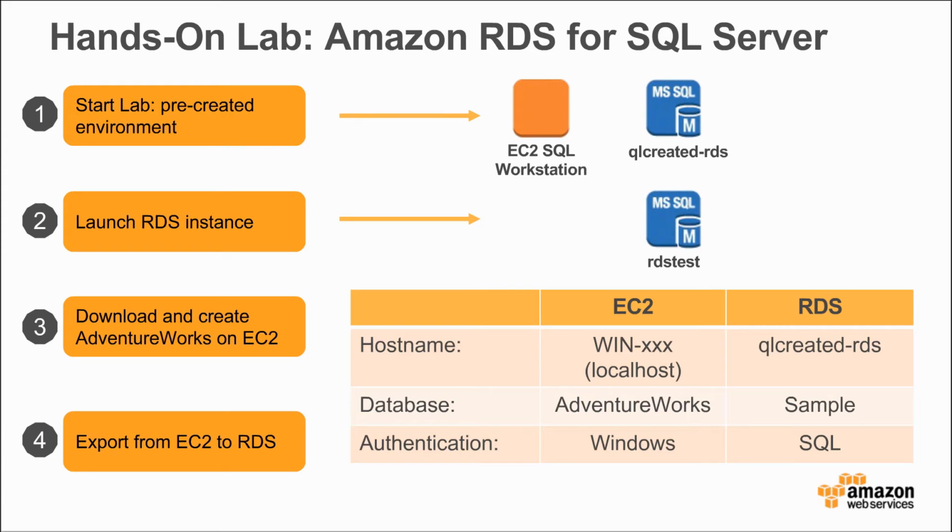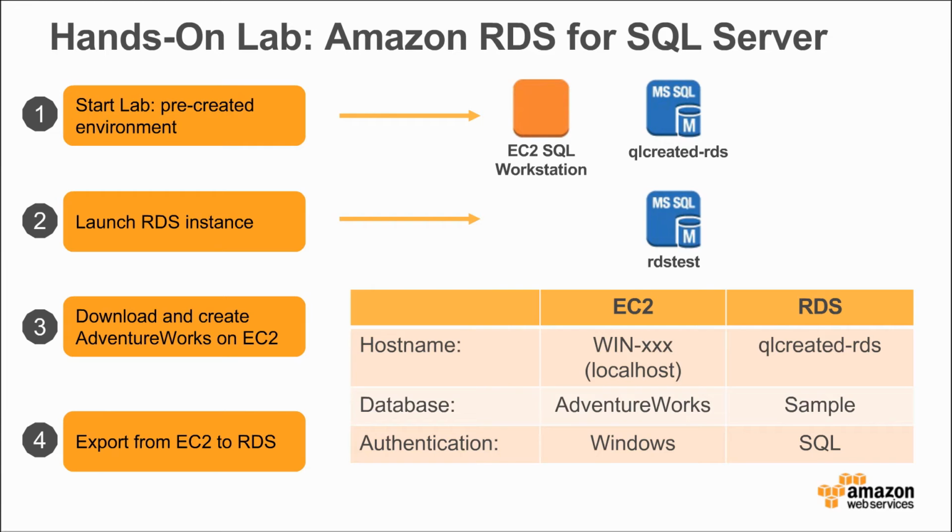Now, the third step is you're going to use PowerShell to download the AdventureWorks database from Microsoft and create it in the SQL Workstation, which has a license included instance of SQL Server Standard Edition running. So now it'll have AdventureWorks, and that mimics an on-premise database. So the fourth step is you're going to export AdventureWorks from your EC2 instance to the QL created RDS instance. And that demonstrates one way to migrate a database to the cloud. Okay, the table here is comparing the two databases that you'll be working with. To connect to the AdventureWorks database on the EC2 instance, you can use the local administrator account with Windows authentication.